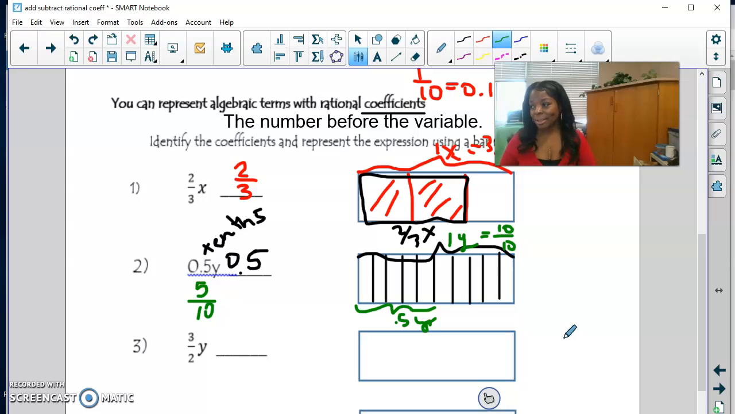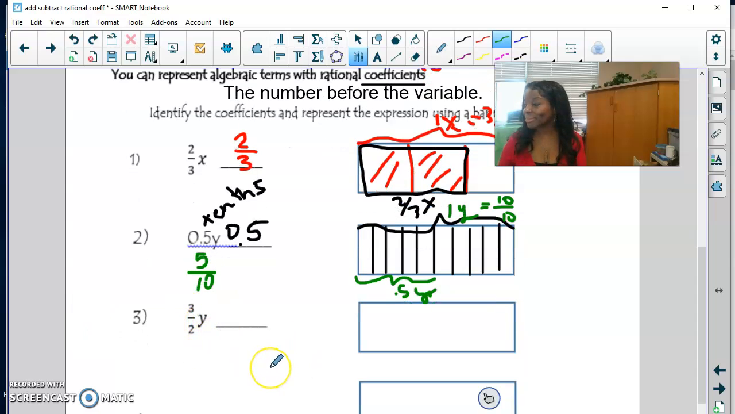Okay. Great job. I like the way everybody is participating. And this is the beginning of our algebra unit, but this is actually one of the more difficult parts, and you guys are doing a great job. Fantabulous. Okay, so number 3, how do I say number 3? 3 halves. Remember, our denominator is 2. So 3 halves of y. Our coefficient is 3 halves. Nice job. Okay, so 1 bar is y.